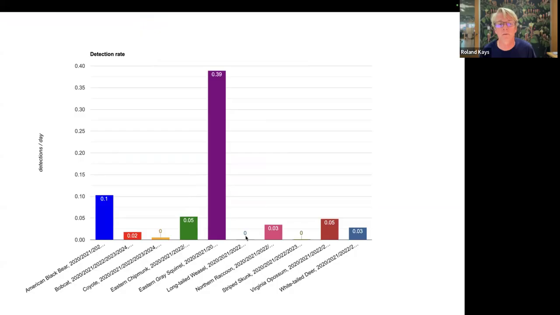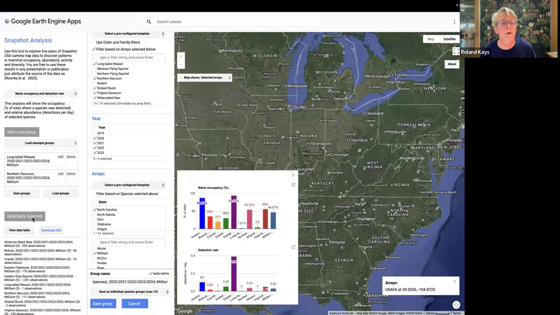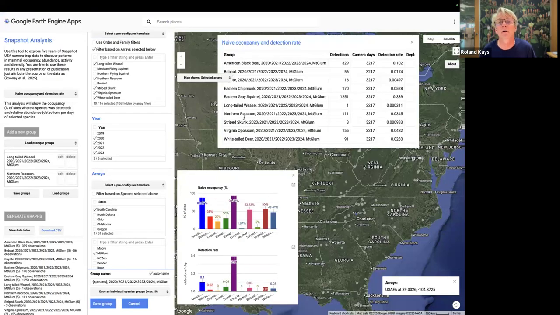So you can see some of these more rare species. If you float over, it should give you the value. You can also view the data table. So there's the results, or you can download the CSV. So again, if you wanted to combine more species than 10, you could download and combine.